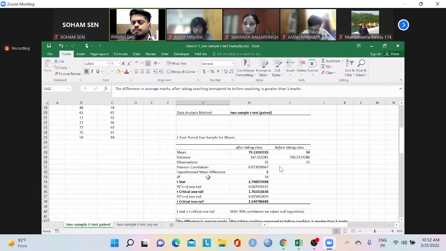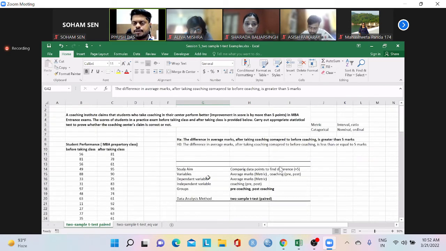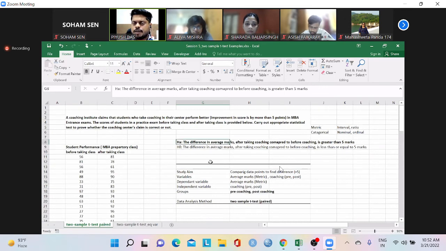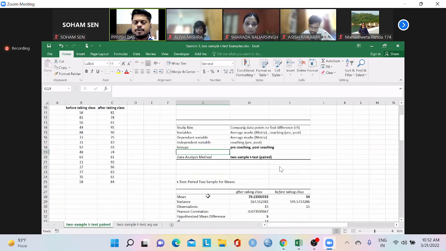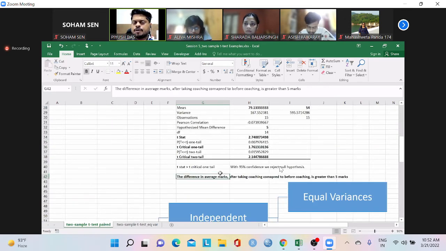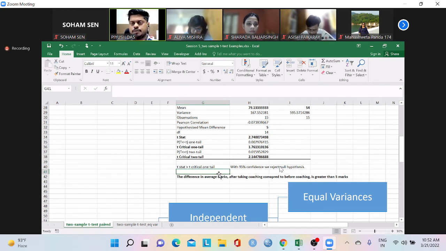So this is what I proved through my hypothesis testing, right? I started with my hypothesis, went step by step, then found out my null hypothesis can be rejected, and the marks after taking the class compared to before taking it are greater by 5 marks. Is this clear, or any questions, any doubt?